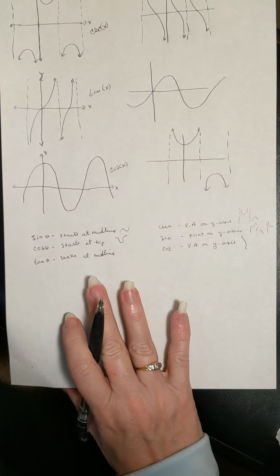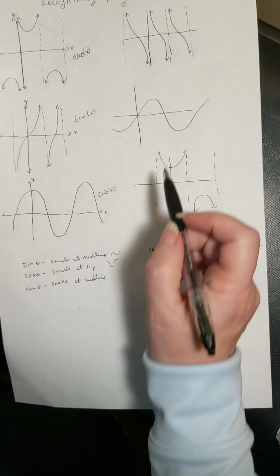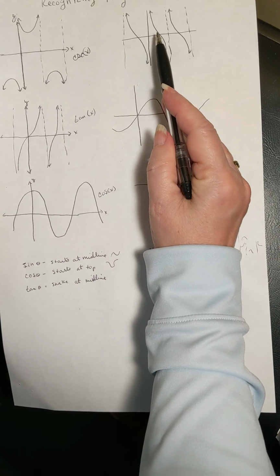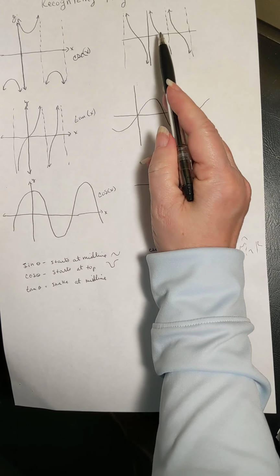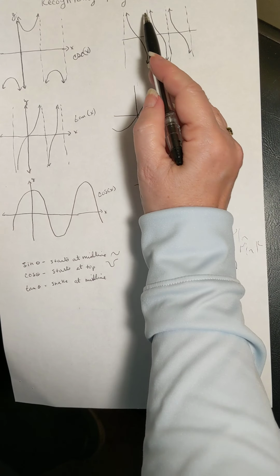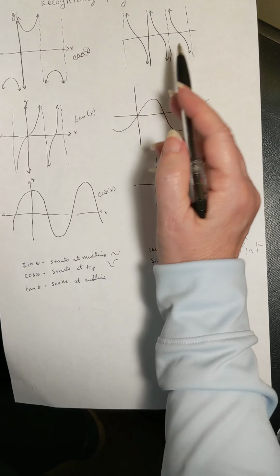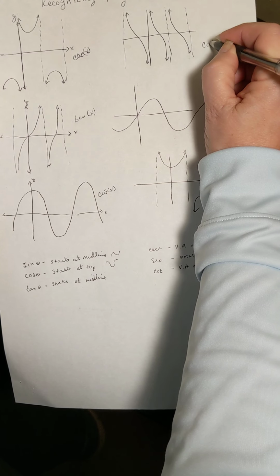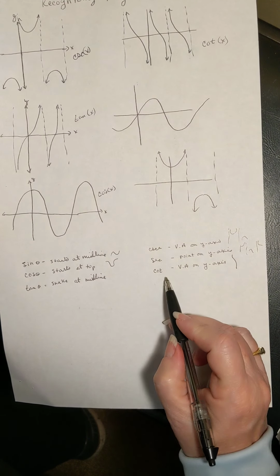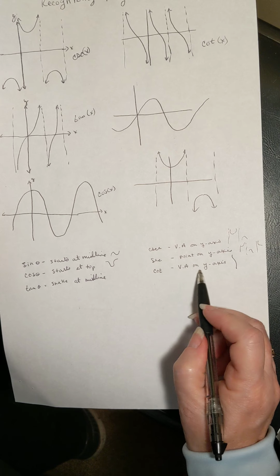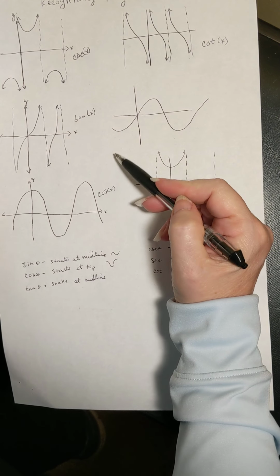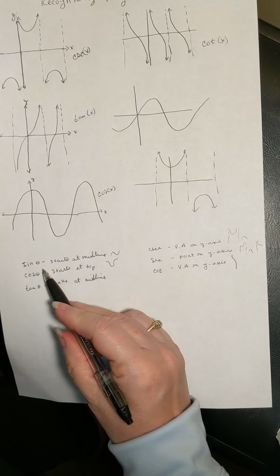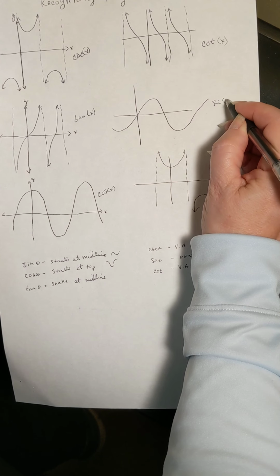Then coming up here, this one is going to be either the cotangent or the tangent, and of course we've already had the tangent, so we know that this is a cotangent. But notice that the y-axis is a vertical asymptote. So that tells us that it is the cotangent of x, because the cotangent has a vertical asymptote on the y-axis. And then this one is going to be either the sine or the cosine, and it starts at the midline. So that's going to be the sine of x.